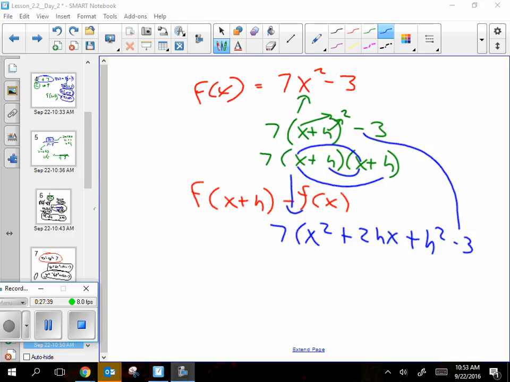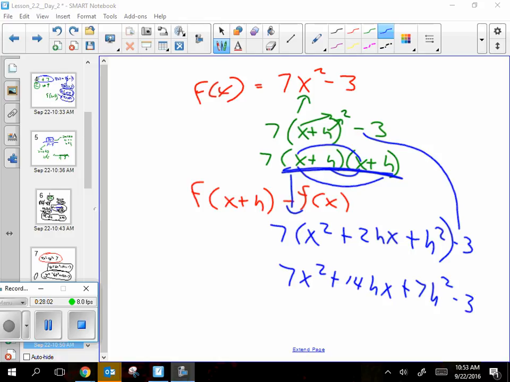Something tragically wrong right now. Yes, sir? Parentheses. Parentheses actually ended where? After the h squared. Okay. Now I've done this part, and it's all in parentheses, and I'm going to times it all by 7. 7x squared plus 14hx plus 7h squared. Then I can subtract 3, and then I'm done.